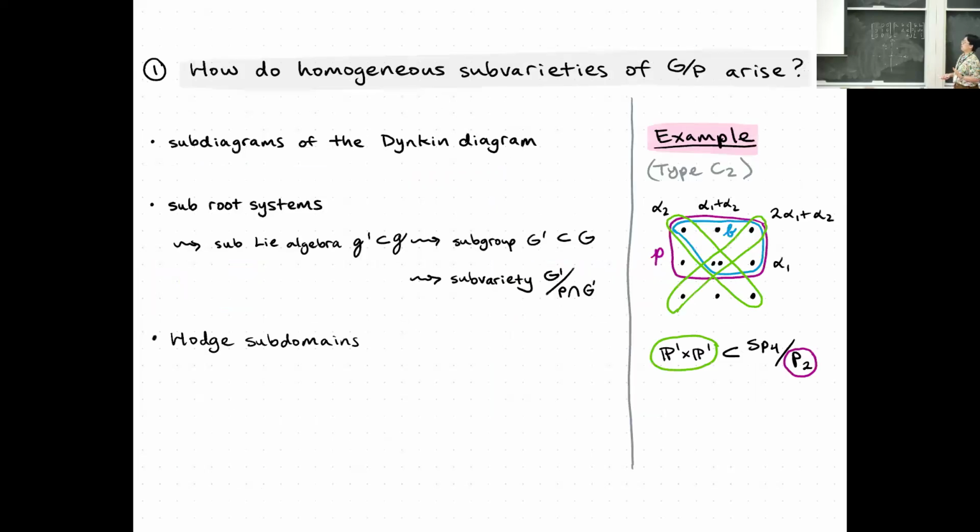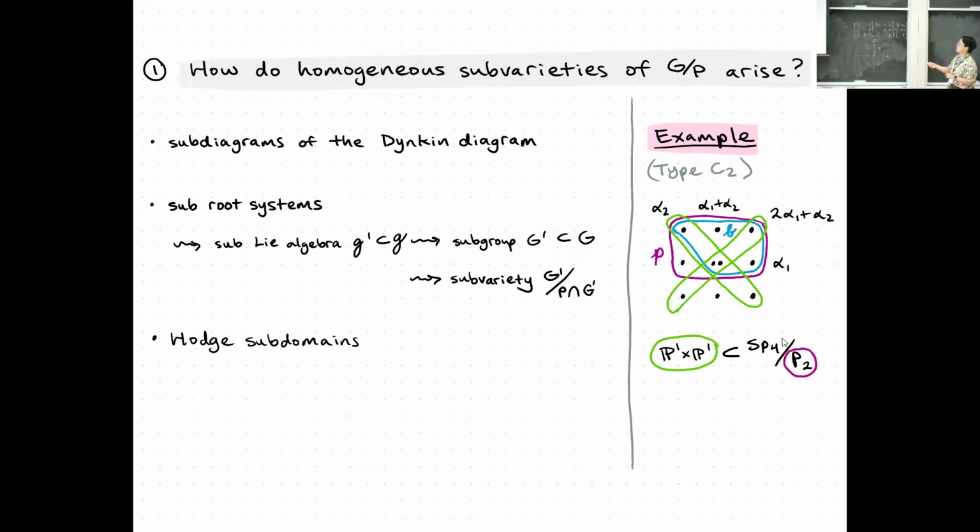So I'll start with step one. We can think about how homogeneous subvarieties arise. Some options are sub-diagrams of the Dynkin diagram, which I won't say too much about, but that is a way to get homogeneous subvarieties. The example that I have there is by looking at sub-root systems. I did a different type just to illustrate that this is not type dependent, but this is a type C2 root system, which corresponds to the algebraic group SP4.